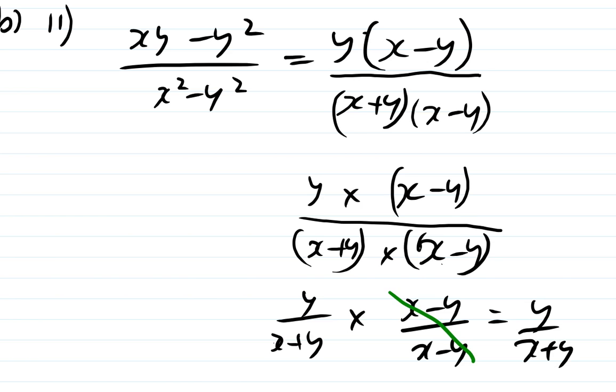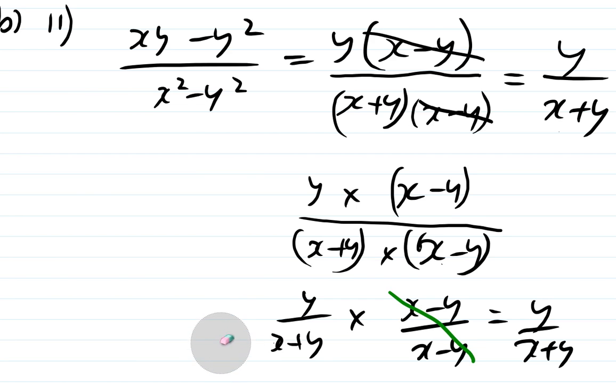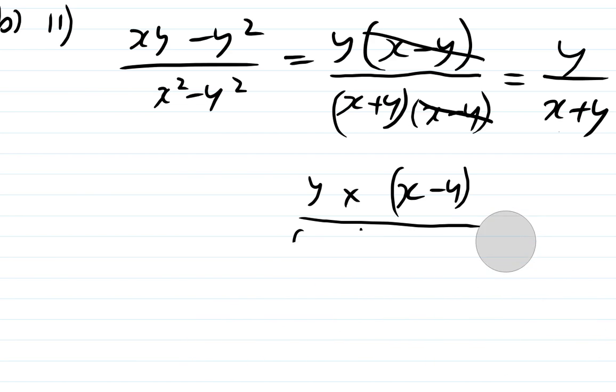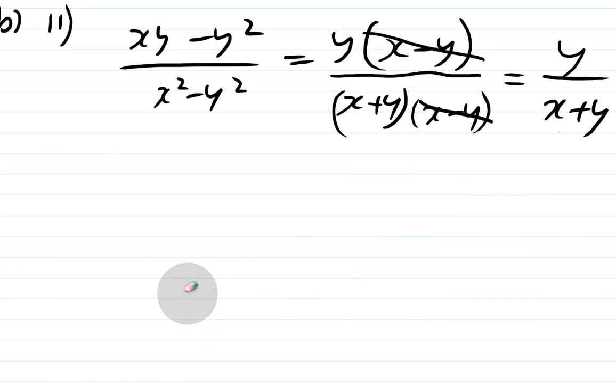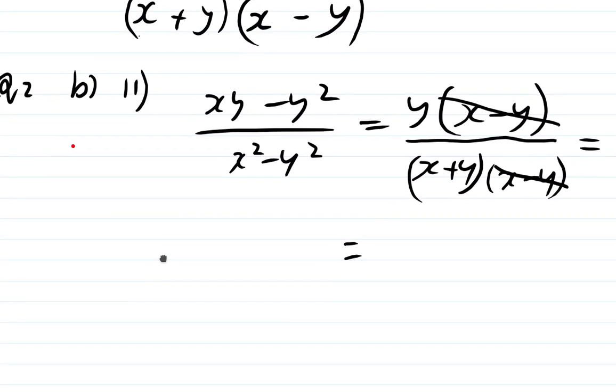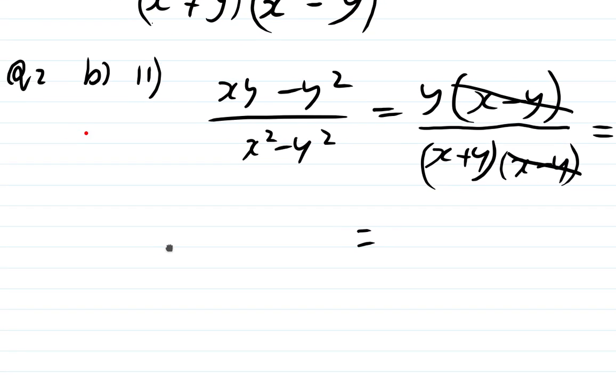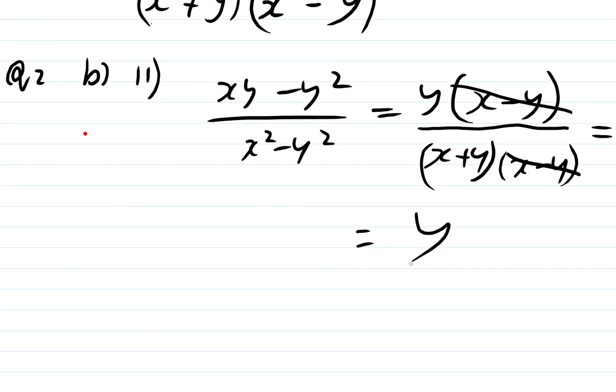That's what I was saying. This would cancel this. And what you have is y over x plus y. Alright? So the answer, let me just erase this. That was just for explaining it the long way, more detailed. So the answer for question 2B2 is y divided by x plus y. Alright?